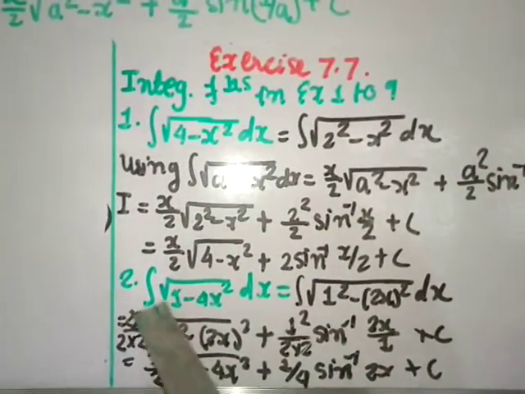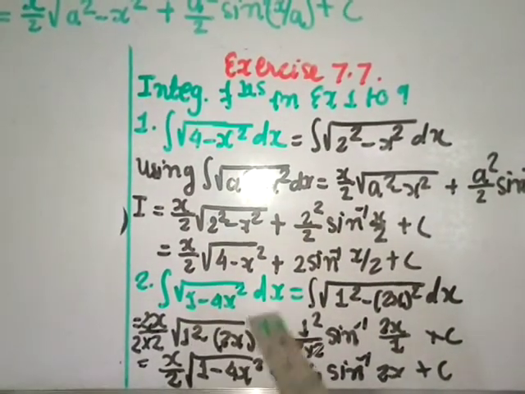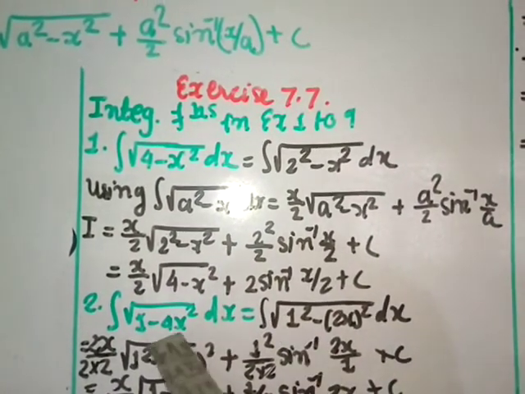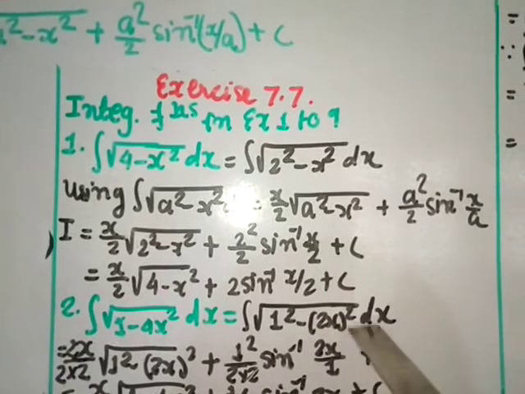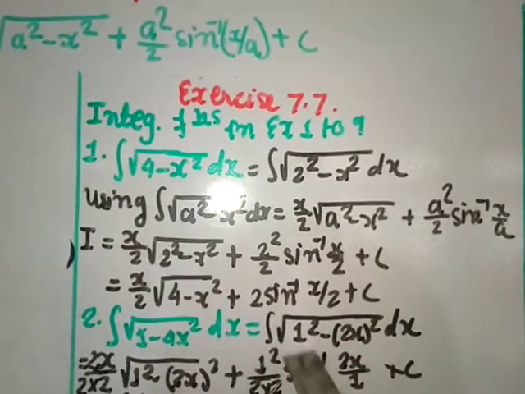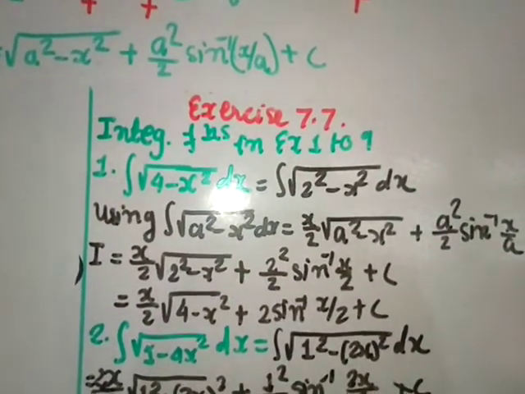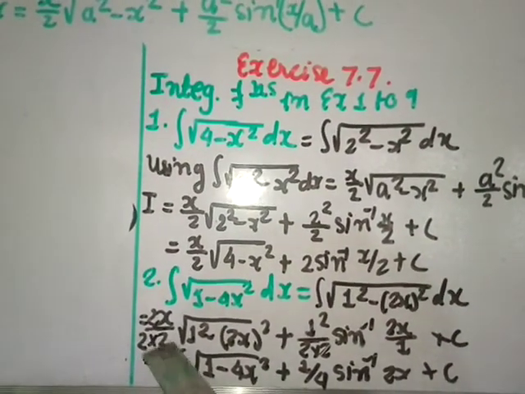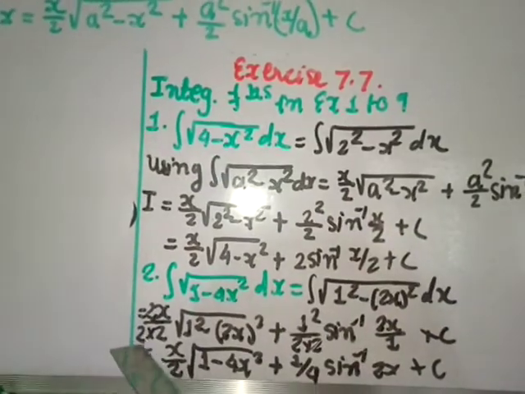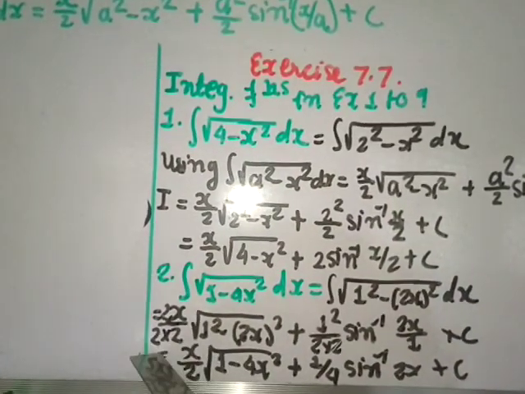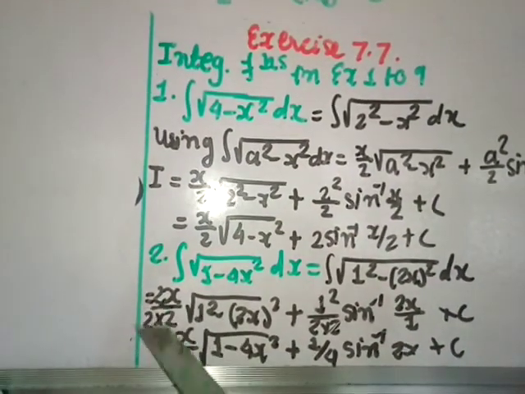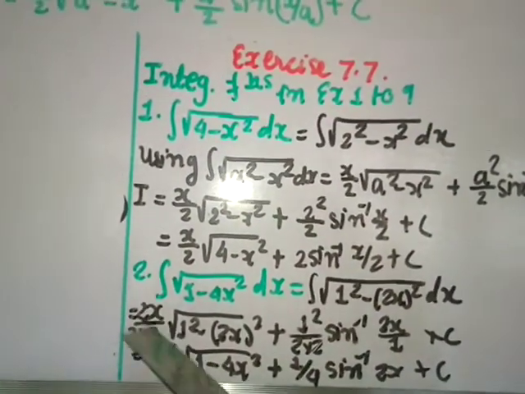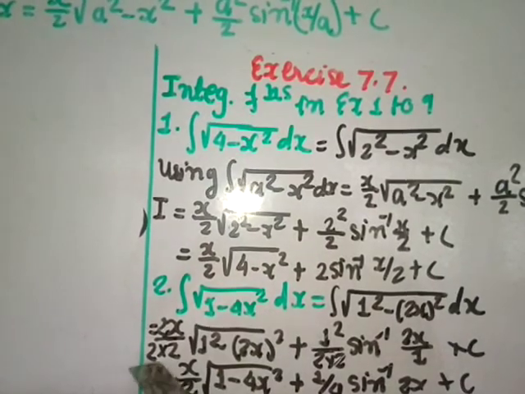Question number 2, integral square root of 1 minus 4x square dx. Now here we can write integral square root of 1 square minus 2x whole square dx. Again the same identity, 1 is a and instead of x it is 2x. So I use the same identity, so x by 2, then here the coefficient of x is 2, so I divide by 2, okay, and here 2x is there, so 2x by 2. So first is x by 2, right? So instead of x, 2x by 2, but the coefficient of x is 2, so divide by 2.